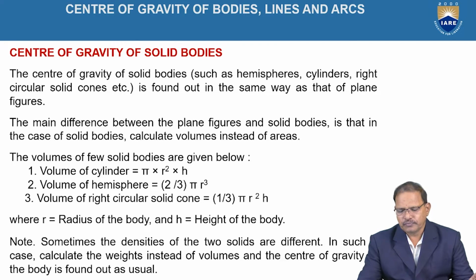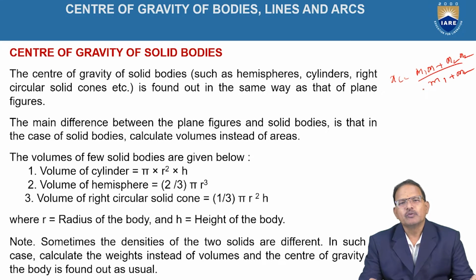According to this law, the x coordinate of the center of gravity is equal to m1 x1 plus m2 x2 divided by m1 plus m2. This equation is used to determine the position of the centroid for the x coordinate with respect to the reference line.